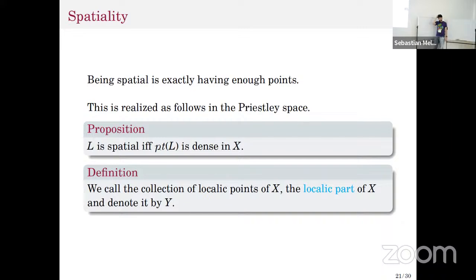The proposition there: L is any locale, and X, what's the relation between X and L? X should be the Priestley space of L. Yeah, I guess I could have written it. Whenever it's not mentioned, that's what the relation is. So whenever I have a proposition with L and X, L is the frame, X is the Priestley space. And I also have this new notation: if I mention Y, it's always the localic part of X. So it's always the space of points of the frame in a way.